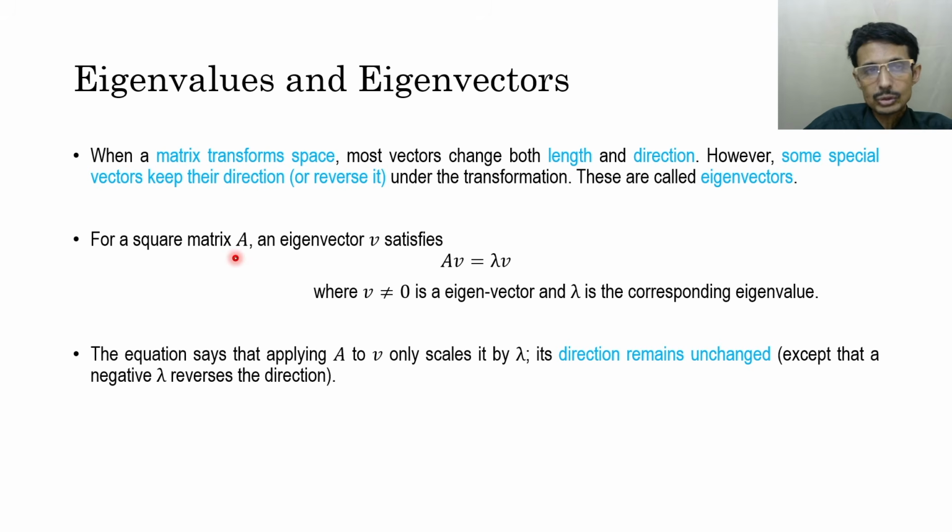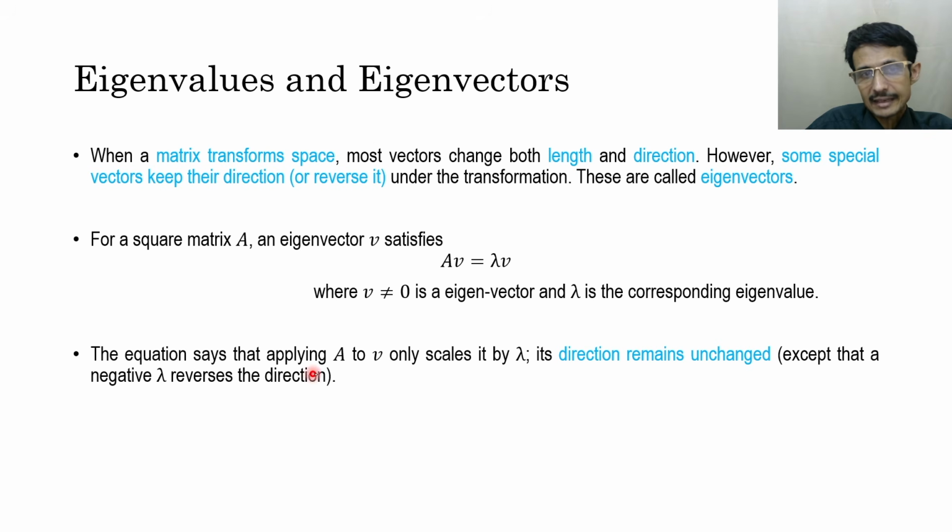Okay, so for a square matrix A, an eigenvector V satisfies this: if we multiply the matrix A with it, it basically transforms this vector, it is just scaled, either in the same direction or in the reverse direction, but the direction is not changed. So V not equal to 0 is an eigenvector and lambda is called the corresponding eigenvalue. This is the basic idea.